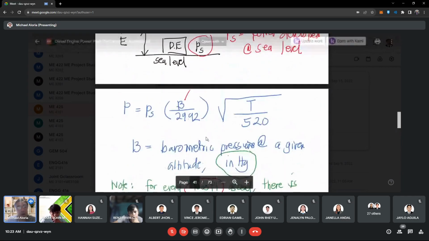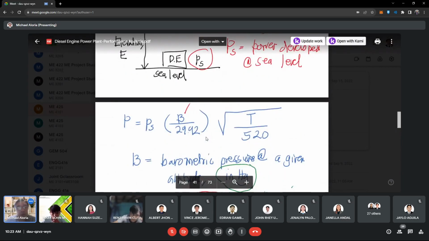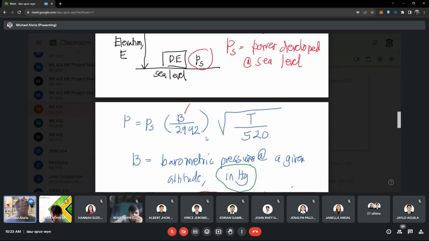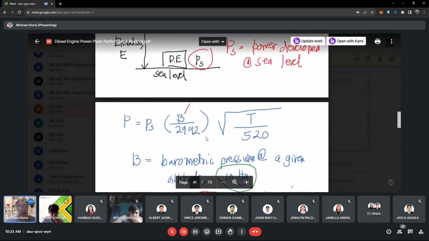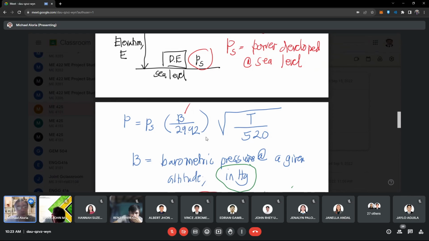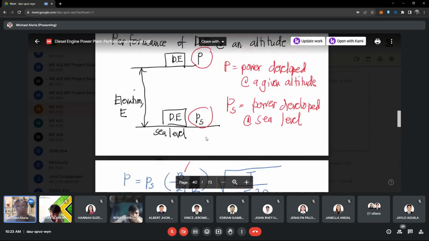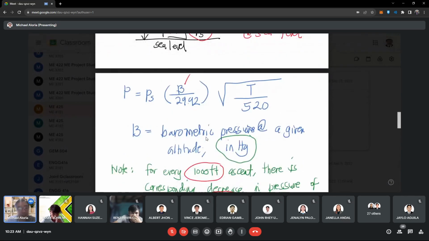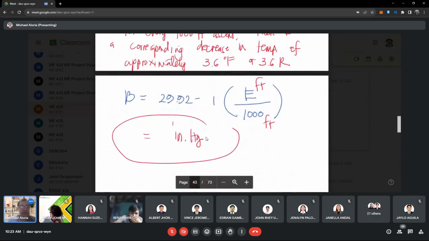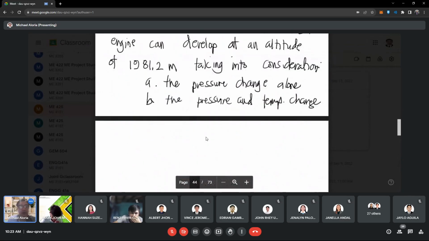Ngayon kukuhanin mo yung B over 29.92 times square root of T over 520. Ito na yung pressure factor, temperature factor. Imumultiply mo dun sa power developed at sea level. Kaya magbabago ngayon, and obviously your power developed at a given elevation decreases. Okay, ngayon, let us take this example.